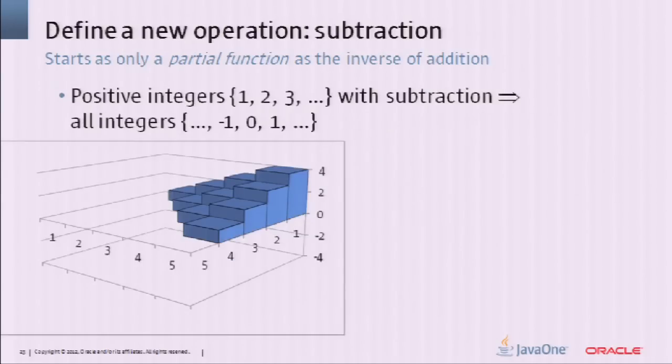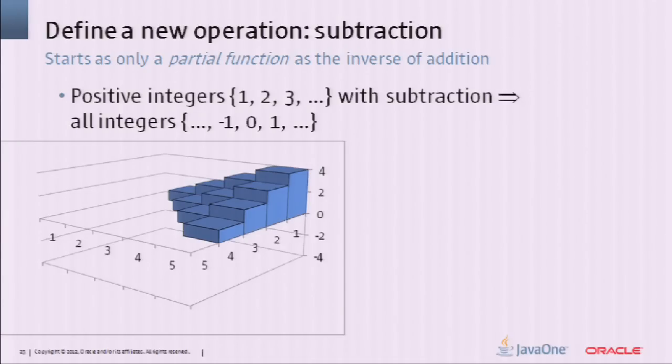But we don't stay with positive numbers and addition very long. Once we have addition, then we want to have the inverse operation of subtraction. And if we limit subtraction to the cases where one number is bigger than the other, then it's all fine and dandy, because we just get back positive integers.